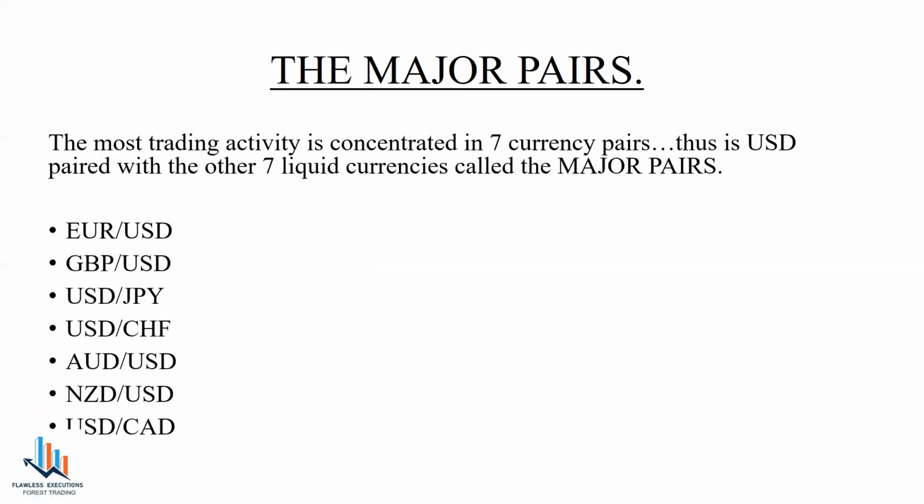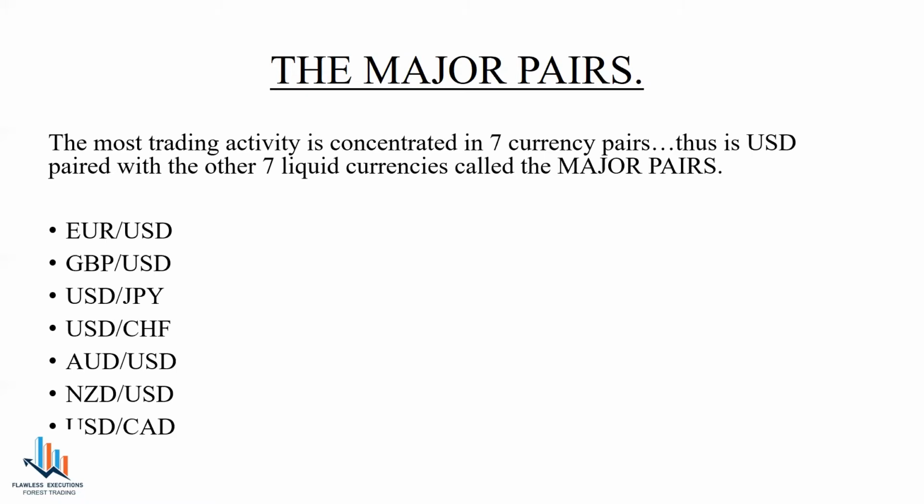Then look at the major pairs. So what are the major pairs? The most trading activity is concentrated in 7 currency pairs. Listen very carefully. The most trading activity is concentrated in 7 currency pairs. And these currency pairs are the US dollar being paired with the other 7 most liquid currencies, because there are 8. So if you exempt the USD, we have 7. If you pair the USD with the other 7, we call them the major currency pairs. I think I've made myself clear. These are the 7 most traded currency pairs in the world, the US dollar paired with the other 7 most liquid currencies we have in the world.